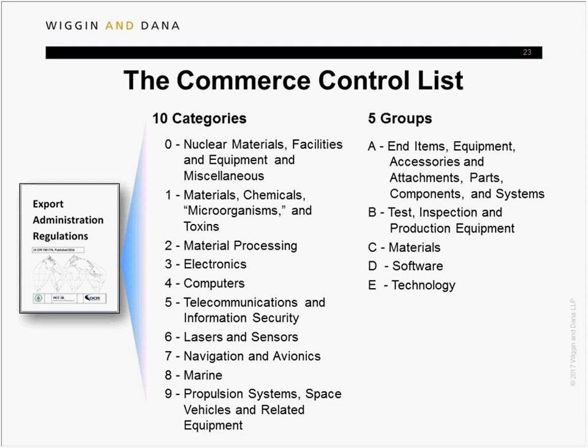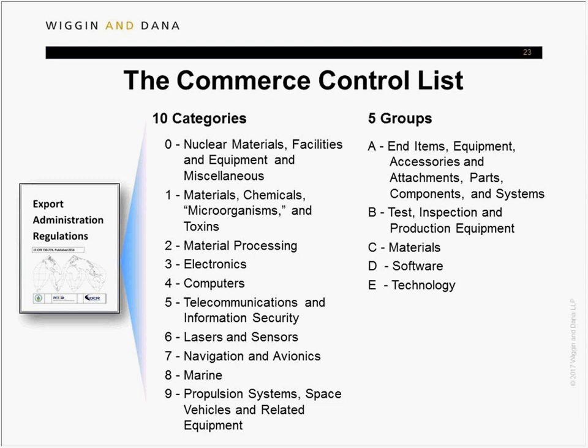So 10 categories, 0 through 9: materials, material processing, electronics, computers, avionics, marine, all kinds of stuff separated into categories. And then within the categories, there are groups to describe different types of items, basically hardware, end items, and equipment. In Group B, equipment that you use for test and production and inspection purposes. Materials in a different category, Group C. Software in Group D, and technology, which means information, in Group E.